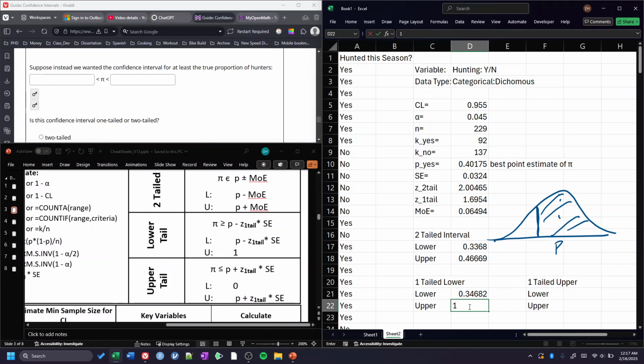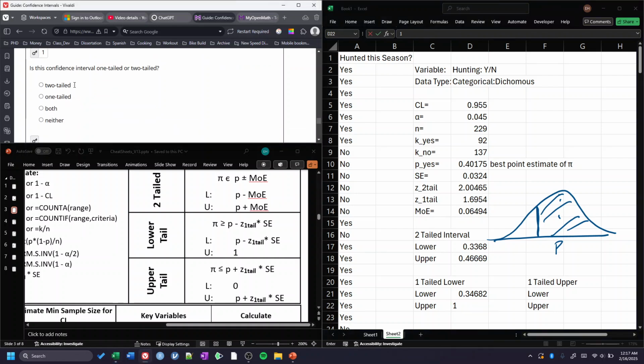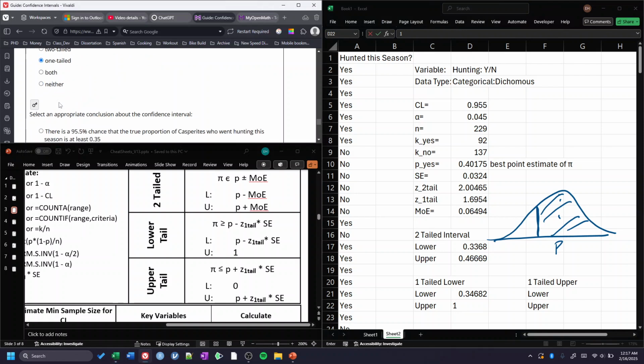And you might be thinking, wait a second, I thought the normal distribution extended from positive infinity to negative infinity. And typically, yes, that is true. However, when we are dealing with proportions, we know that proportions can span only from 0 to 1. So if we have a lower bound on it, it'll say 0. And if we have an upper bound that goes all the way to infinity, it will be a 1 here. So if we look at these options, we were able to knock those out of the park. So this one is a one-tailed interval.